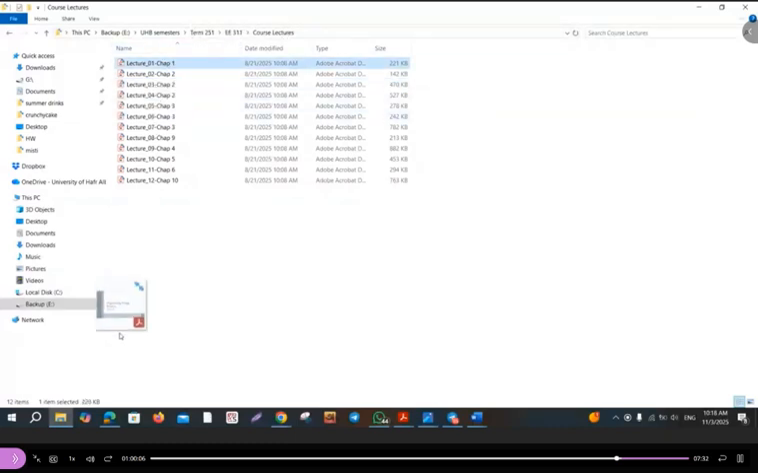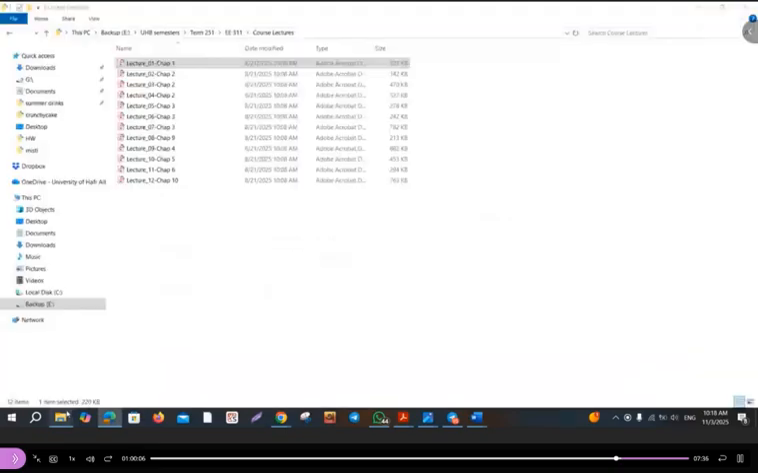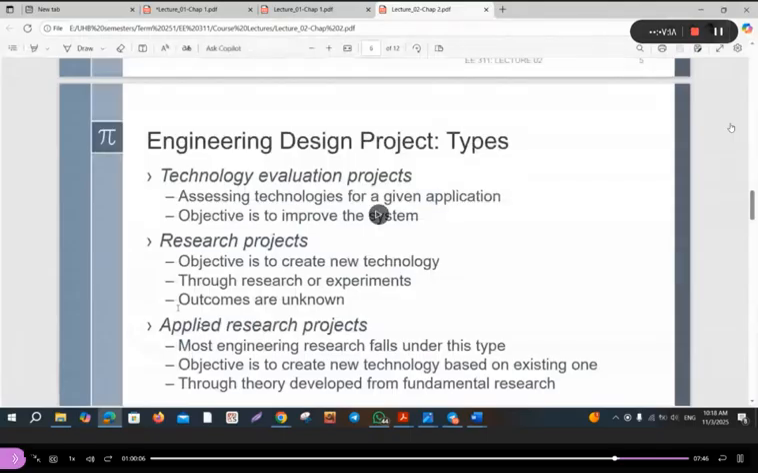This is chapter number 2. 1, 2, 3, 1. Why have I opened 1 again? This is 1, 2, 3 is opened already. 4.